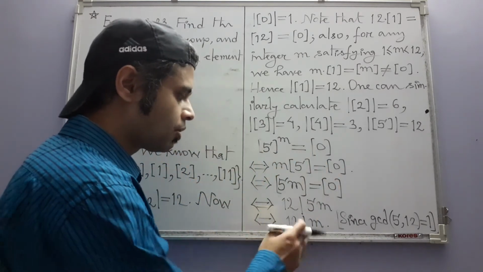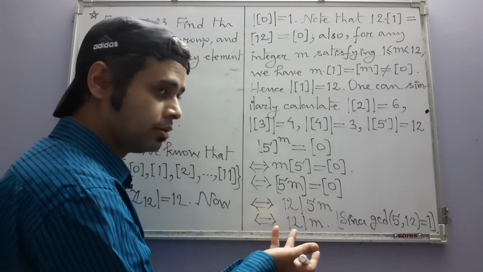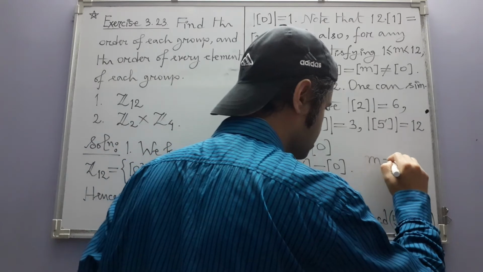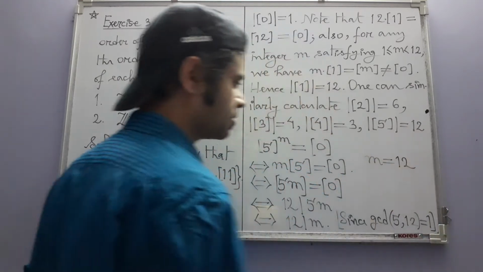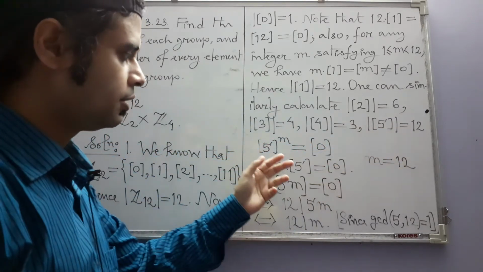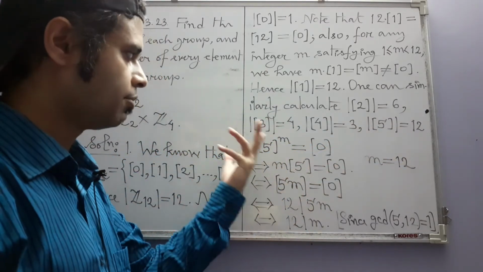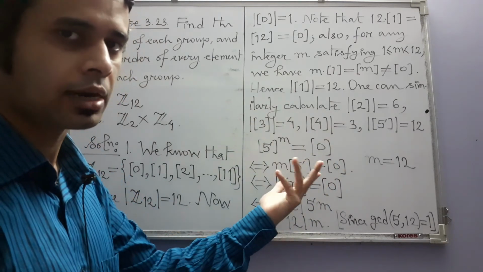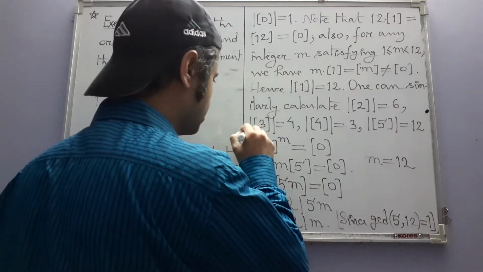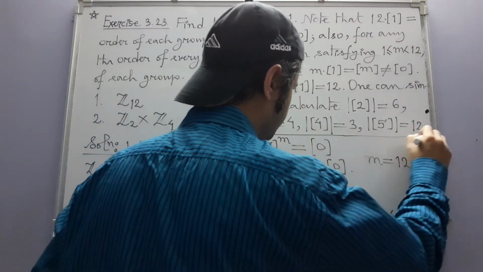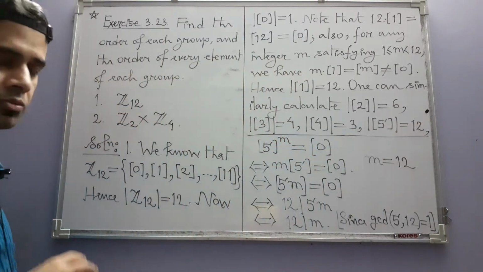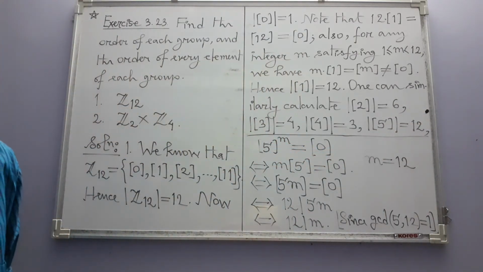So what is the smallest positive m? In this situation, the smallest positive m has to be equal to 12 itself, and that is why the order of this element is 12. You can argue like this for the other elements to calculate their orders. Let me keep this calculation for now, and let me continue writing the orders of the other elements on this side.